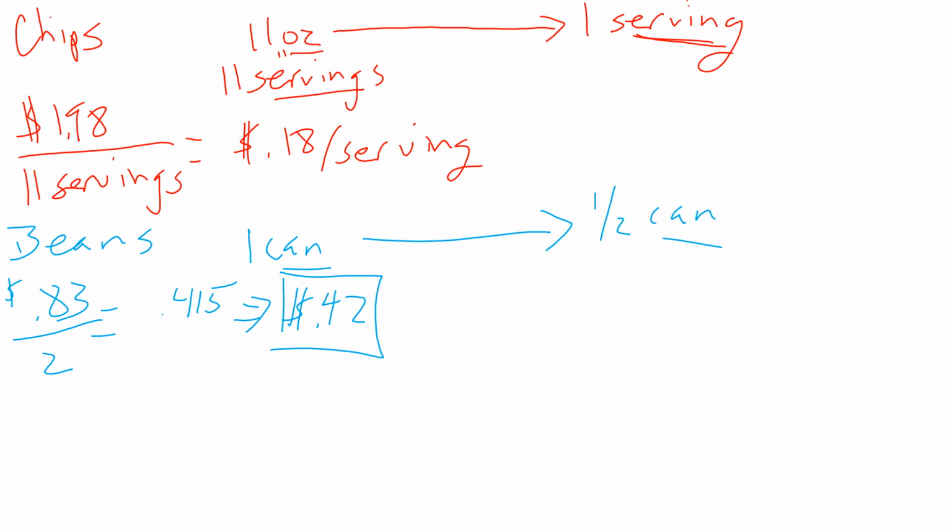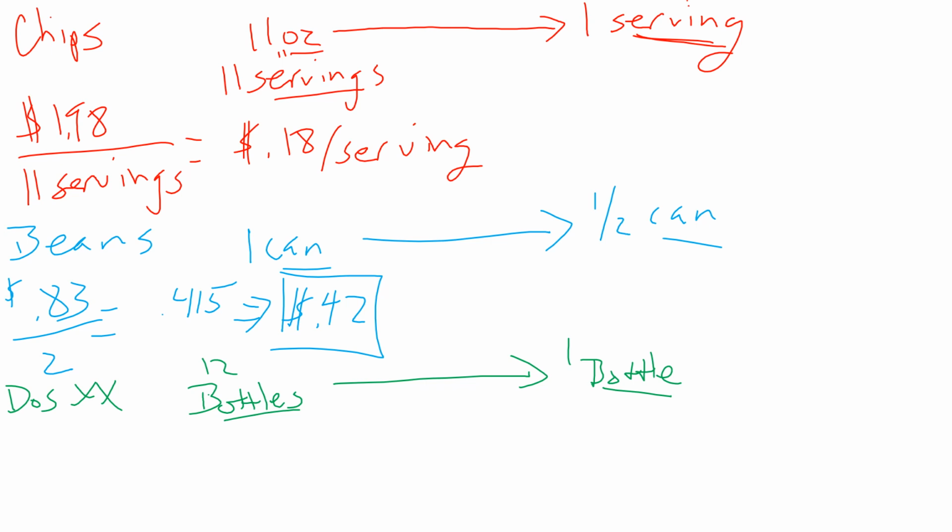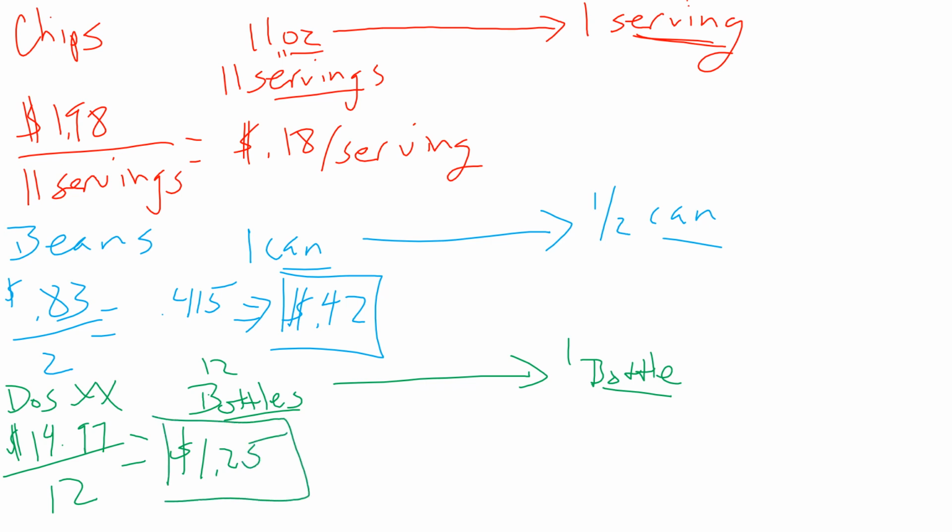Next is our beer, our Dos Equis. Okay. We each had one beer. We have 12 bottles is how we purchased it, and we each had one bottle. So because our units match, we can simply divide. So 12 bottles cost us $14.97. We divide that by 12, and we get our cost per bottle is $1.25. Okay, we all see how this works.